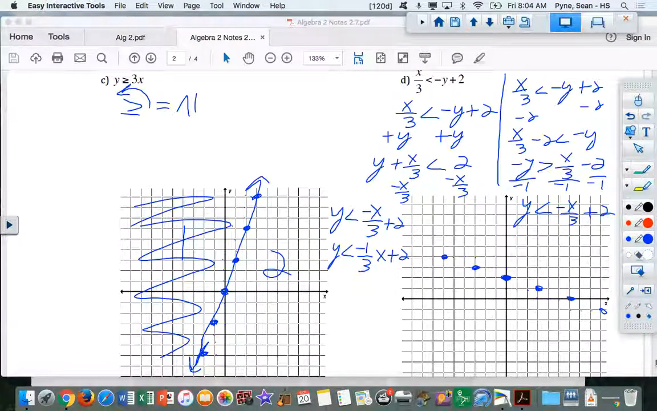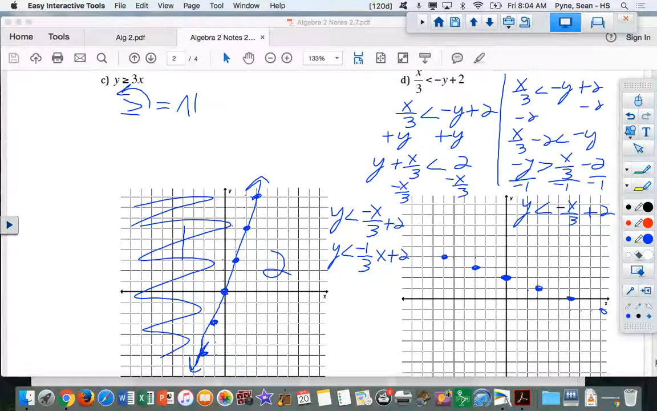I'm going to call on somebody who hasn't said anything. No, I have a question. When you have negative y is greater than x over 3 minus 2, why do you have to divide all that by negative 1? Because it has to be a y. It can't be a negative y. Oh, all right. Okay. Good question.